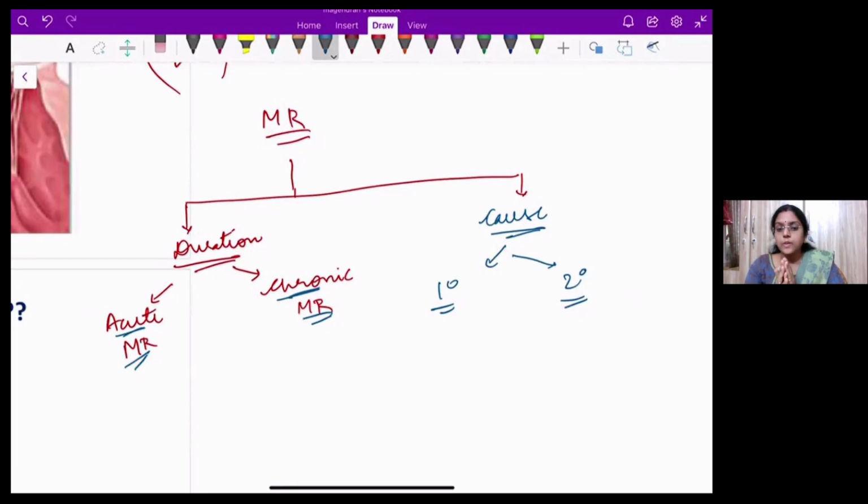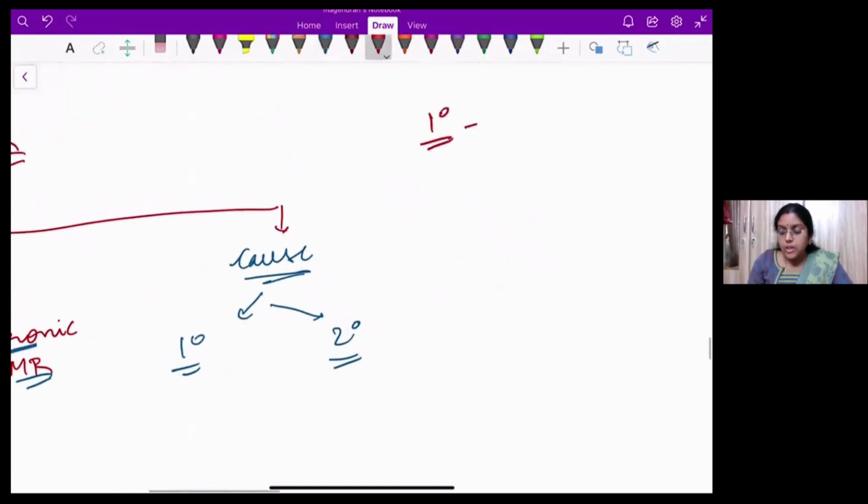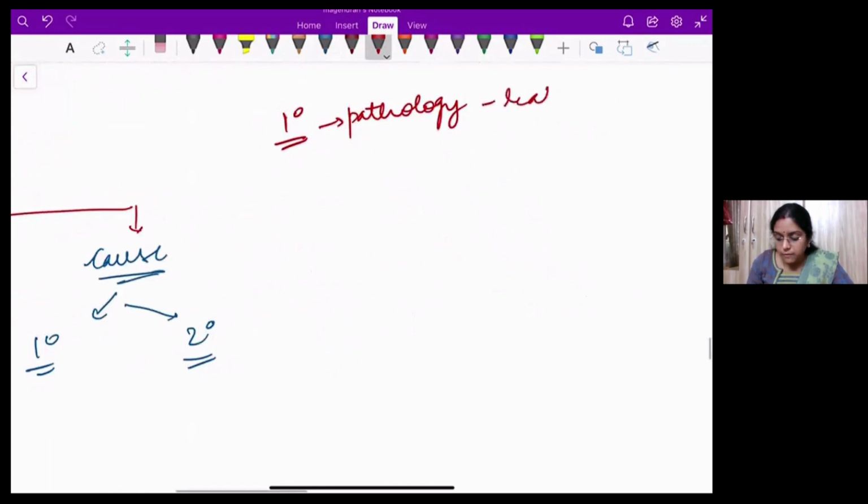Okay, so when do we say primary mitral regurgitation? To say primary mitral regurgitation, what do we need to have? The pathology should be in the leaflets or the valve apparatus. This is very, very important to understand. Primary mitral regurgitation is when the pathology lies in the leaflets or the valve apparatus.